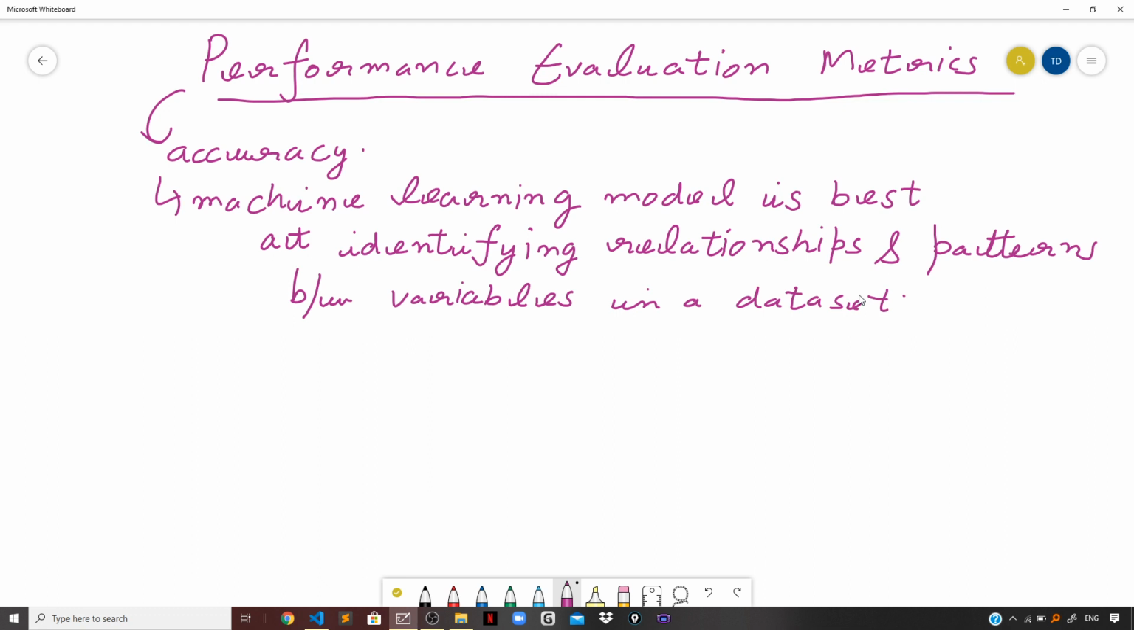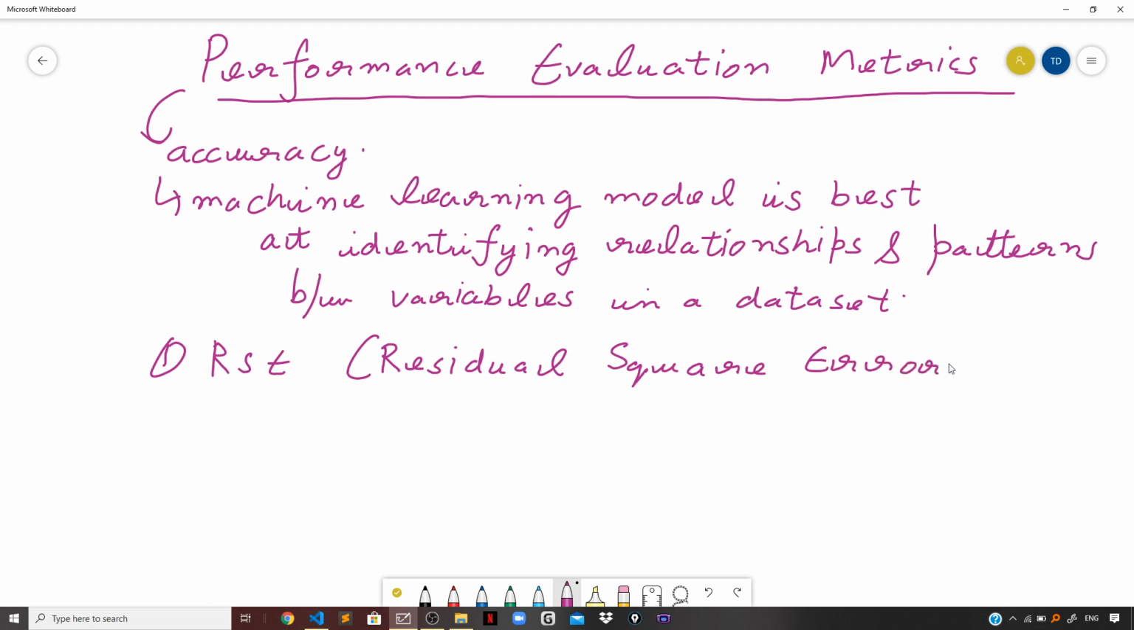Let us go to the actual metrics that are important for evaluation of the performance of your machine learning model. Though we will not be discussing all of the metrics, we will discuss some of the most prominent metrics in this video, which are RSE, which is known as your residual square error, and then we have something called R square, which is the coefficient of determination.